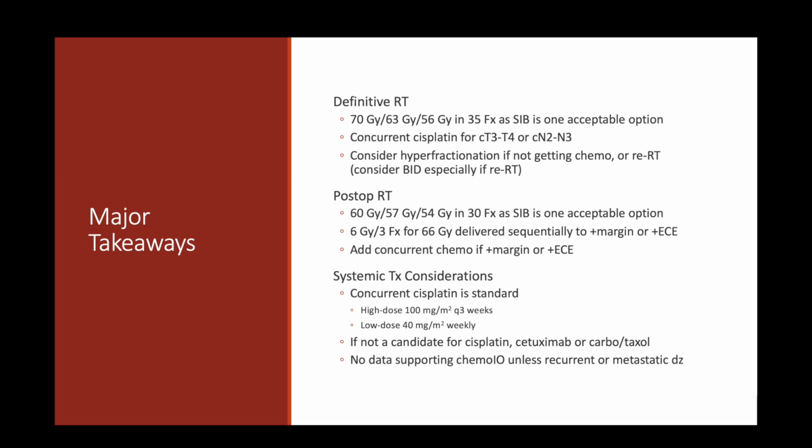In terms of systemic therapy considerations, concurrent cisplatin is standard, and we talked about high-dose cisplatin versus low-dose cisplatin, and I have seen low-dose cisplatin used more commonly just because it is thought to have fewer side effects, and there is some data that it does not have inferior outcomes, and there's also the ongoing study that we talked about. If patients are not a candidate for cisplatin, then cetuximab is an option, carbotaxol is an option as well. And remember, we talked about the negative studies looking at the addition of immune checkpoint inhibition with concurrent chemoradiation, and those were all negative.